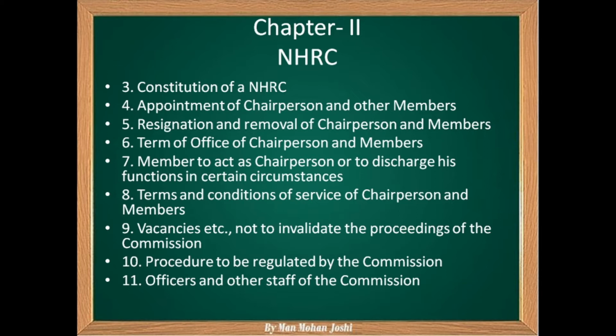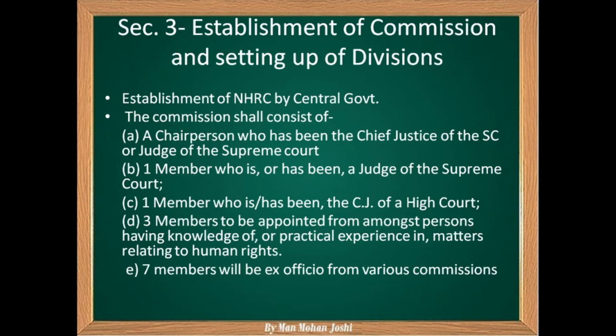The constitution of NHRC and everything related to NHRC, we find in chapter 2 of the Protection of Human Rights Act 1993. Chapter 2 consists of sections 3, 4, 5, 6, 7, 8, 9, 10 and 11. Among all these sections, section 3 is very important, which provides constitution of a National Human Rights Commission. This section says that the NHRC will be established by central government.